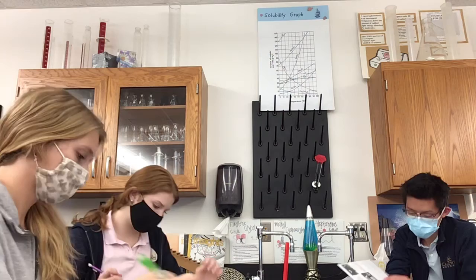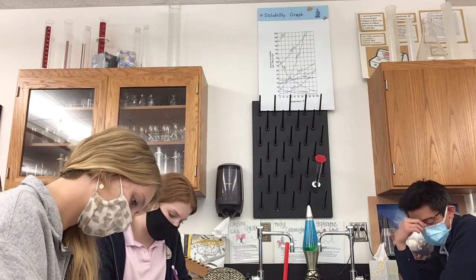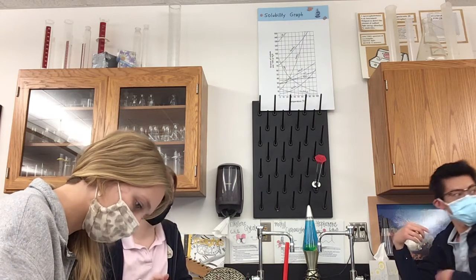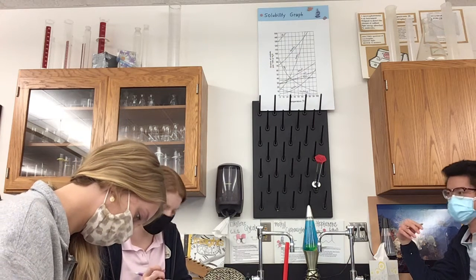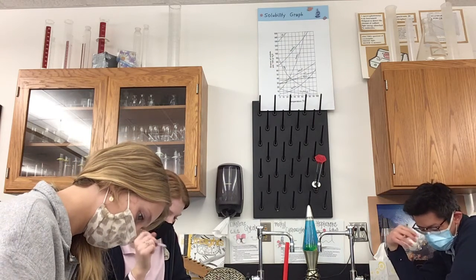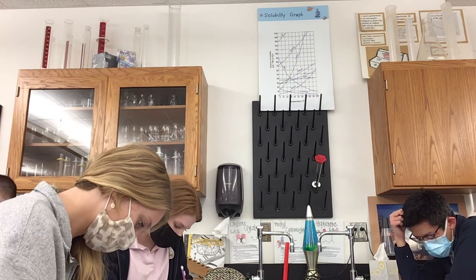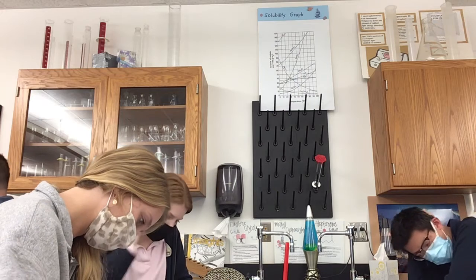A buffered solution is one that resists a change in its pH even when a strong acid or base is added to it. For example, when 0.01 moles of HCl is added to 1 liter of pure water, the pH changes from its initial value of 7 to 2.